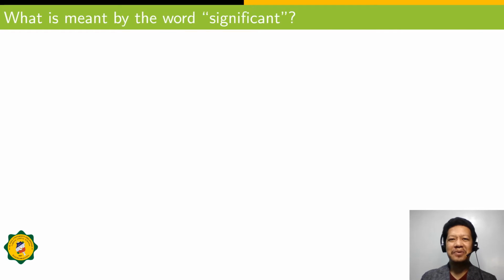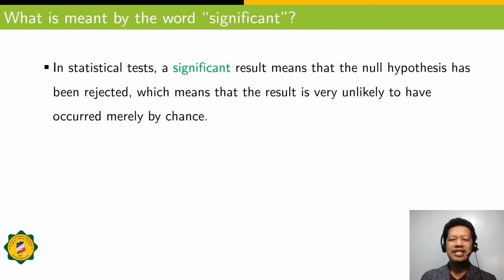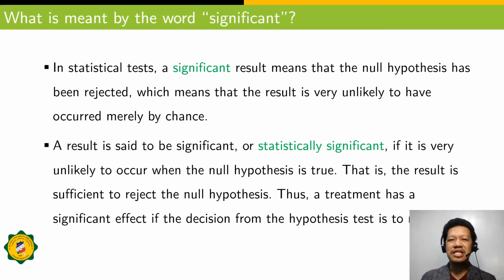What is meant by the word significant? In statistical tests, a significant result means that the null hypothesis has been rejected, which means that the result is very unlikely to have occurred merely by chance. A result is said to be significant or statistically significant if it is very unlikely to occur when the null hypothesis is true. That is, the result is sufficient to reject the null hypothesis. Thus, a treatment has a significant effect if the decision from the hypothesis test is to reject the null hypothesis.